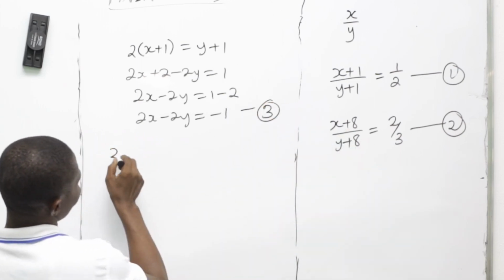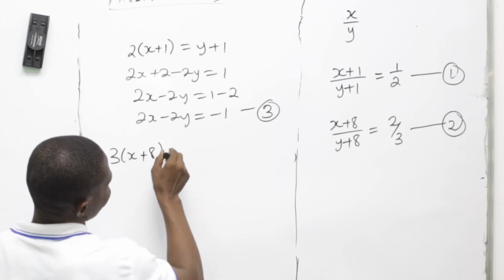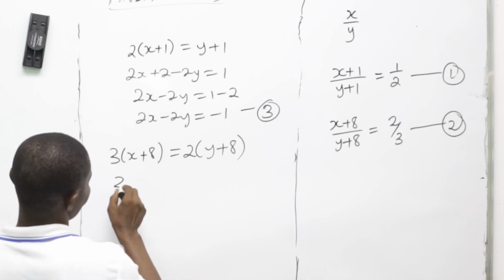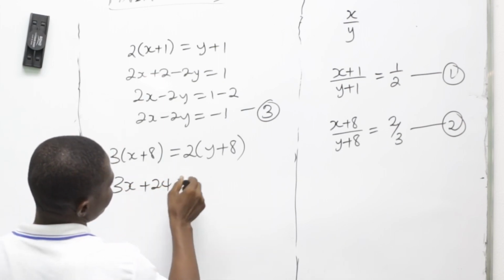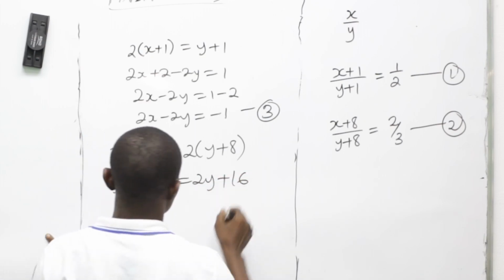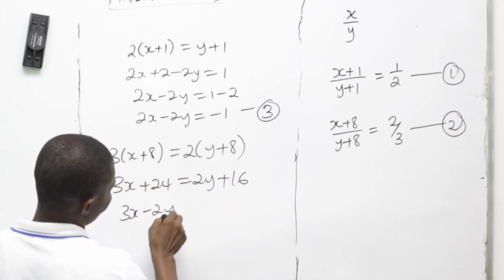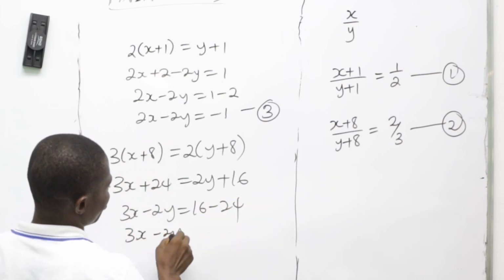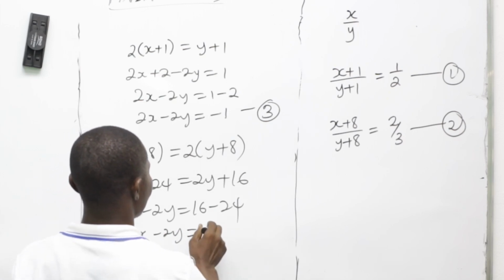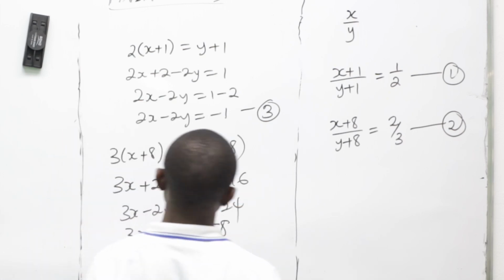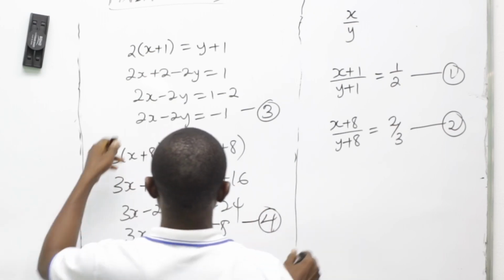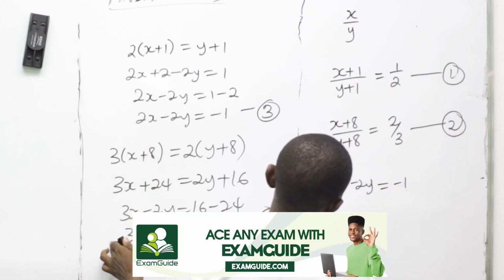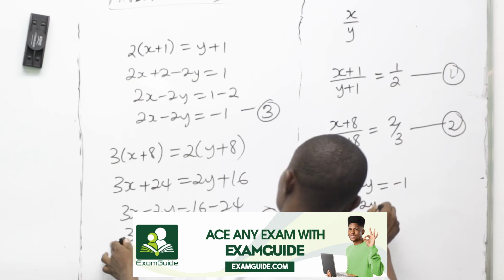Coming to this place, we have 3 into x plus 8 equals 2 into y plus 8. So that's 3x plus 24 equals 2y plus 16. 3x minus 2y equals 16 minus 24. 3x minus 2y equals minus 8. So, equation 4, bringing down equation 3, 2x minus 2y equals minus 1, and 3x minus 2y equals minus 8.